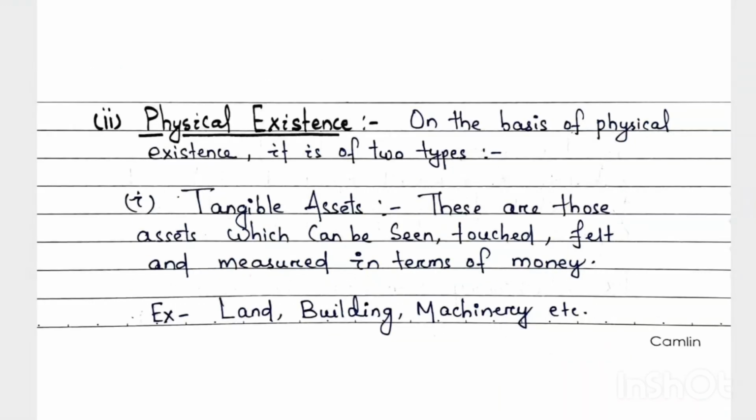Next, on the basis of physical existence. On the basis of physical existence, it is of two types. First, tangible assets, and second, intangible assets. First, let us know what tangible assets are. Now these are the assets which can be seen, touched, felt and can be measured in terms of money. Example: land, building, furniture, machinery. So these are the assets which can be seen, touched and felt. So they are called tangible assets.